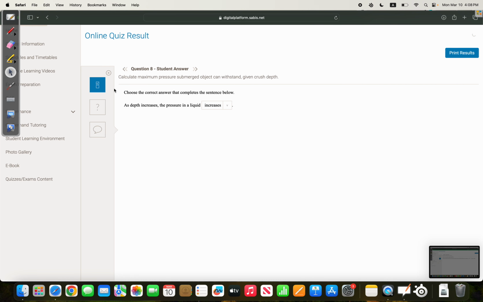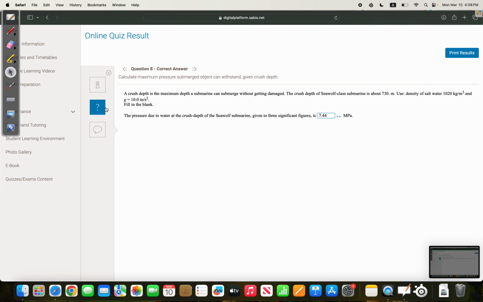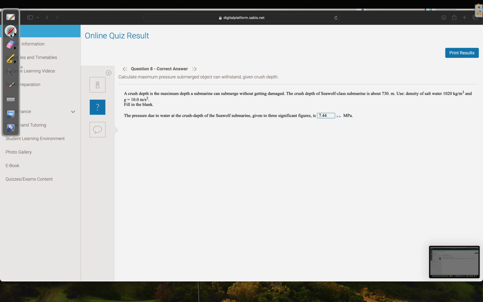Number 8. The pressure due to water at the crush depth of Seawolf. A crush depth is the maximum depth a submarine can submerge without getting damaged. The crush depth of a Seawolf class submarine is about 730 meters. The density of salt water is 1020 and then g is 10. As we said, we use rho g h to find the pressure.